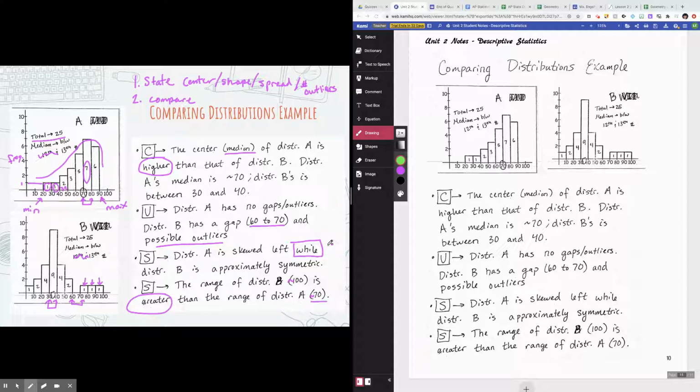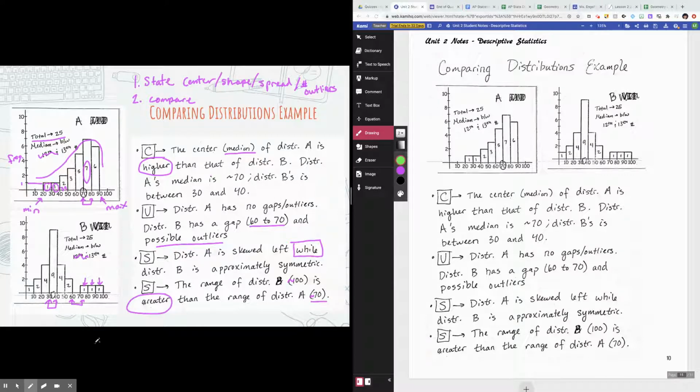You don't necessarily have to write a whole bunch as long as you state what you're talking about, like, which statistic are you talking about? Are you talking about gaps? Are you talking about shape? Are you talking about standard deviation? Are you talking about median? Like, what are you talking about? And then compare those, right?